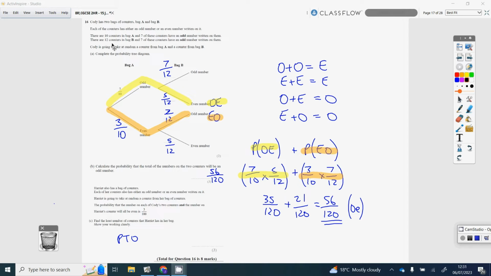Now in bag B, we're told that 7 of the 12 are odd. So the probability of an odd is 7 out of 12. Probability of an even is 5 out of 12. And those are repeated down here.